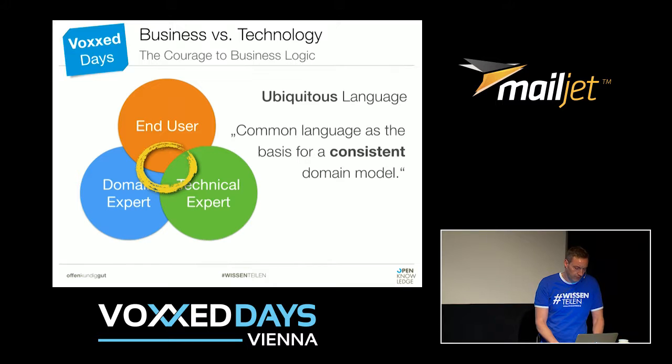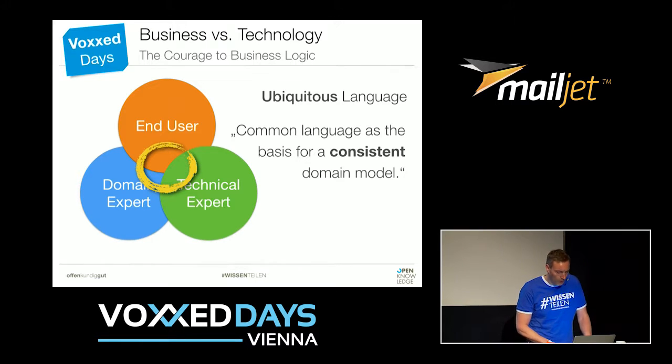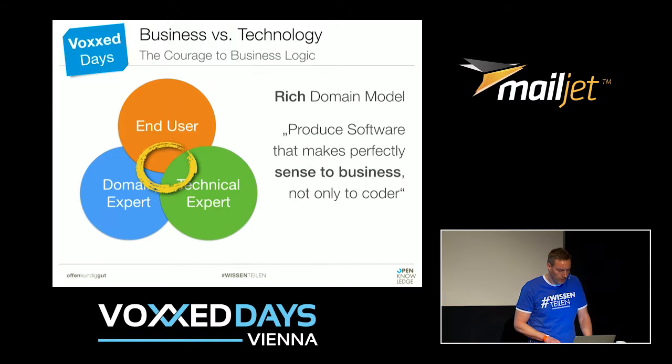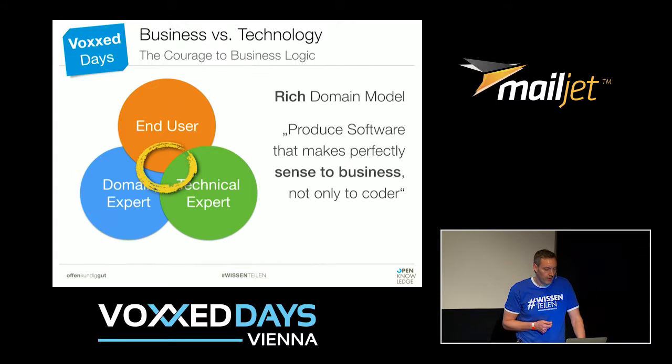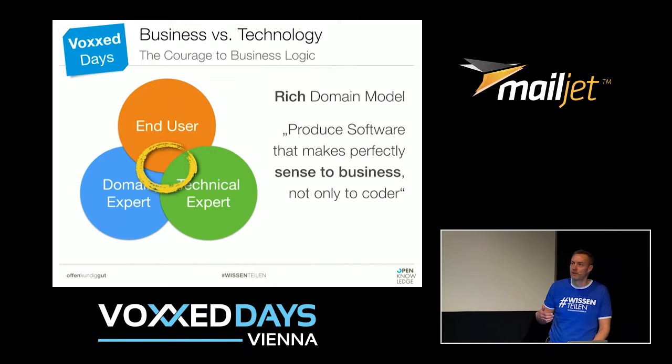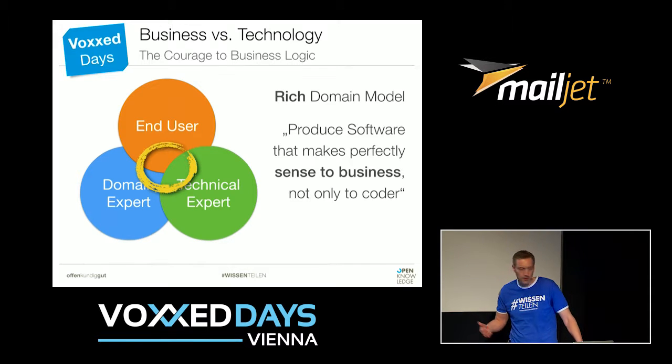And the first step to get this is to have the same language for the domain expert, the technical expert, and the end user. What we should try to reach then is a rich domain model. Not only a domain model, I will show the difference later on, but a rich domain model. And this means we want to produce software that makes perfect sense to business, not only to the coder. So if you go back to the first slide, this makes sense to the coder, but not to the business guys.